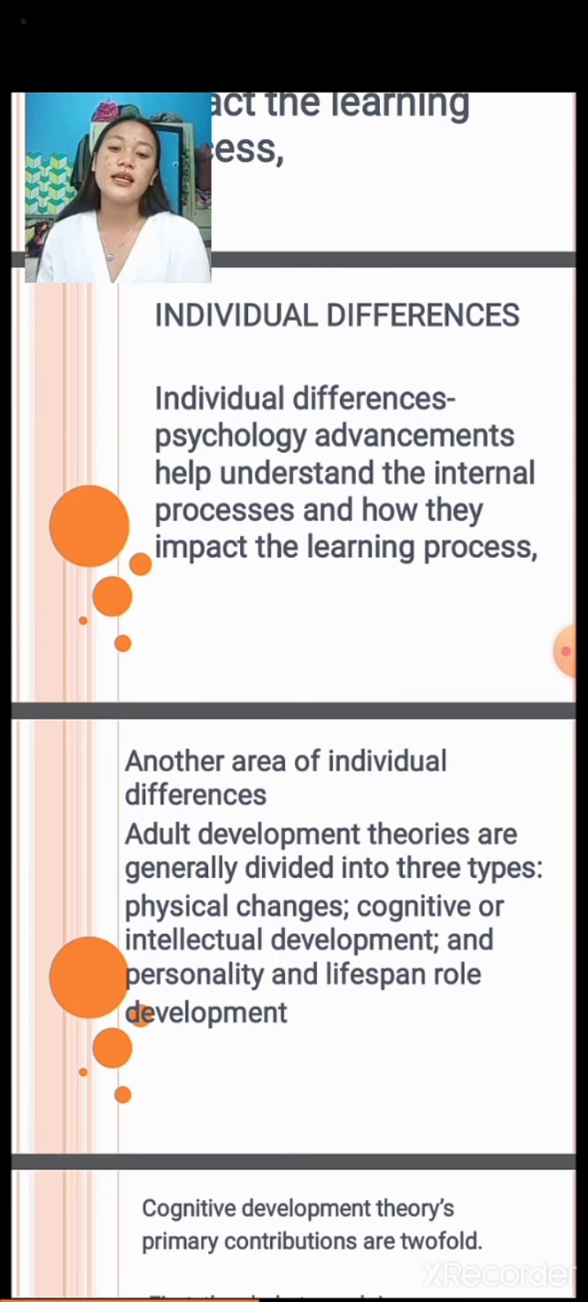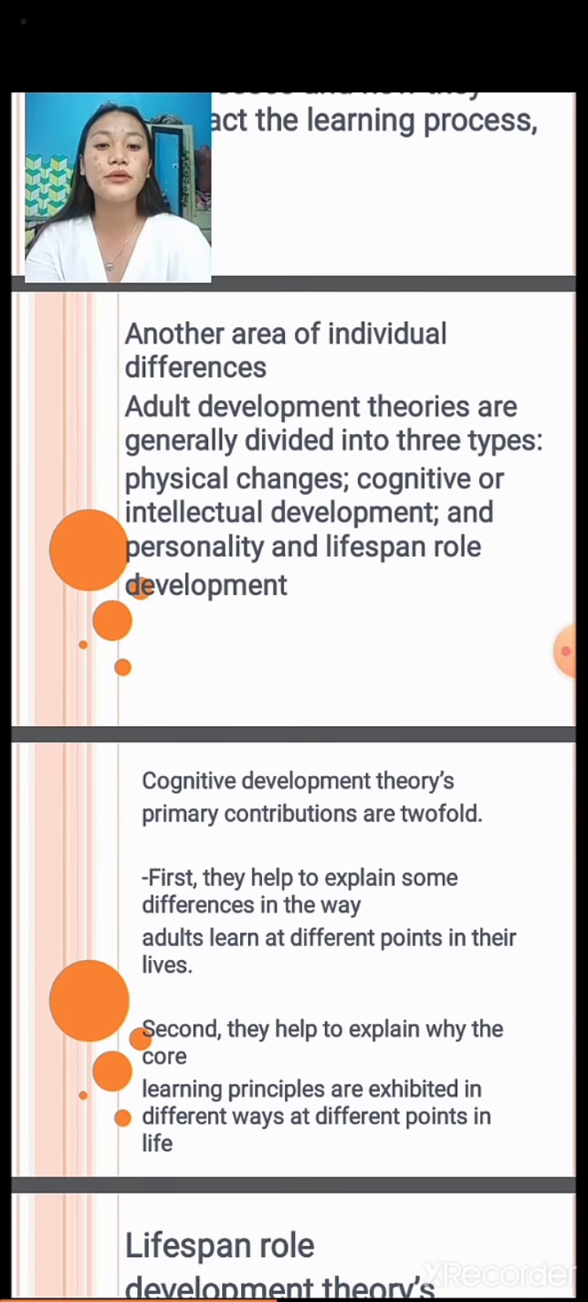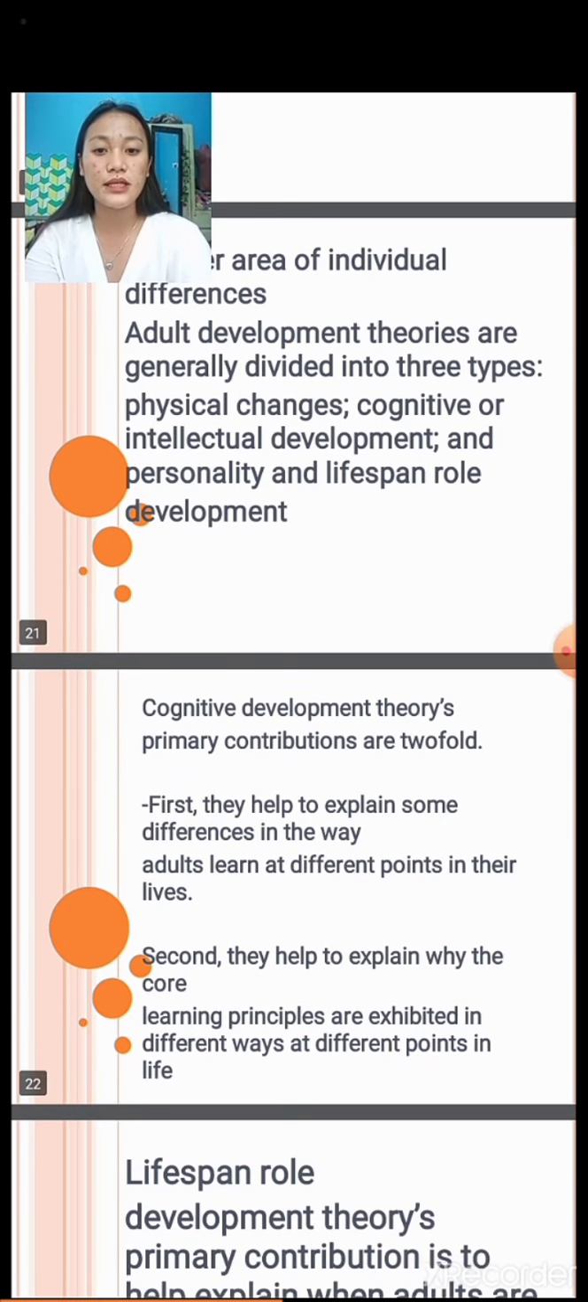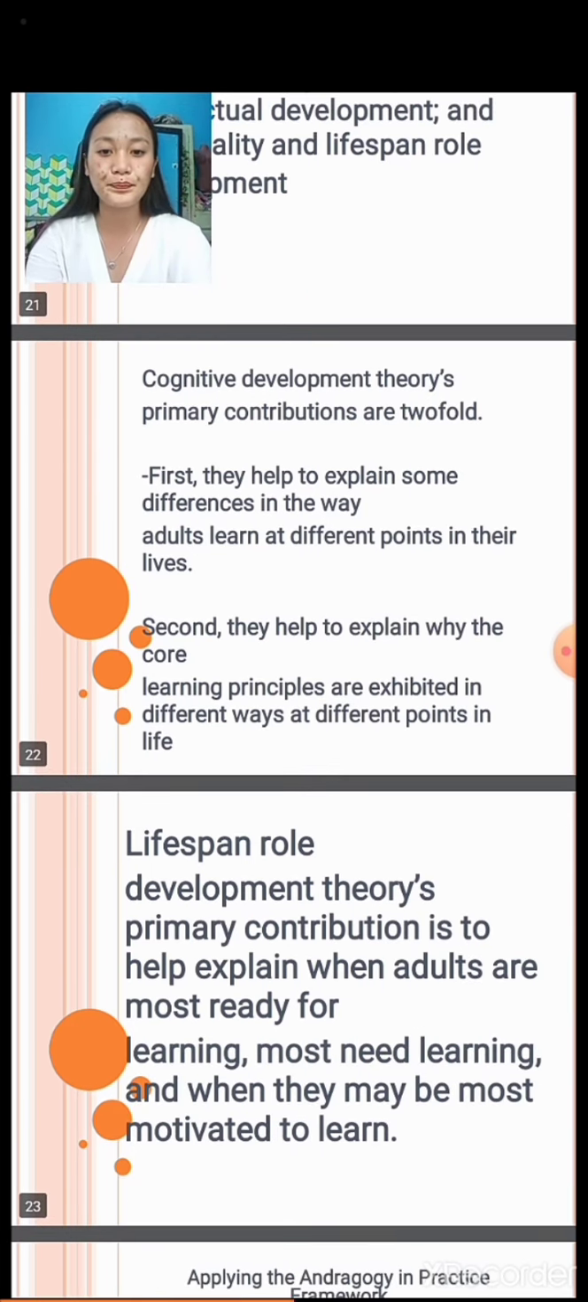Individual differences. Psychology advancement helps understand the internal processes and how they impact the learning process. Example, learning style, cognitive abilities, prior knowledge and experience, and personality traits. Another area of individual differences is adult development. Theories are generally divided into three types. 1, physical changes. 2, cognitive or intellectual development. And lastly, personality and lifespan role development.